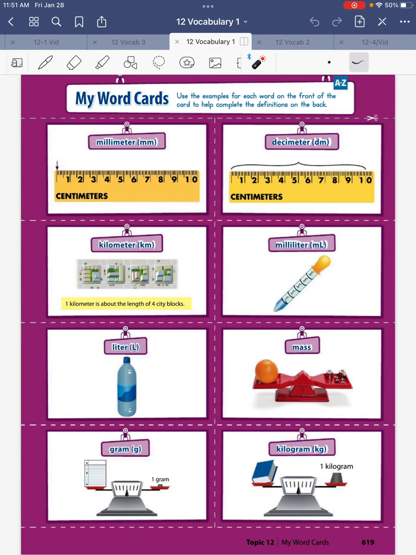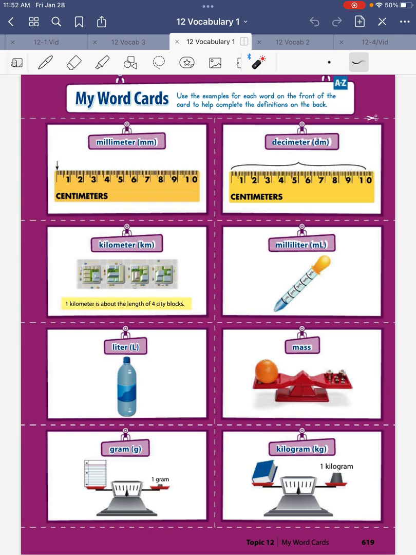On the next one, we have decimeter. Again, we have the centimeter ruler. It's telling you this is the decimeter. The next one, we have kilometer, and it says 1 kilometer is about the length of 4 city blocks. So that can tell you that's really long.